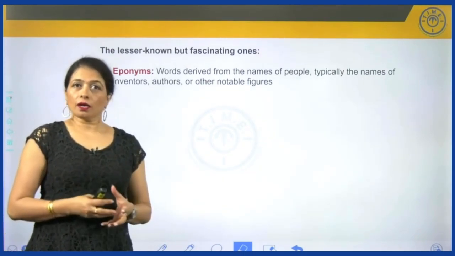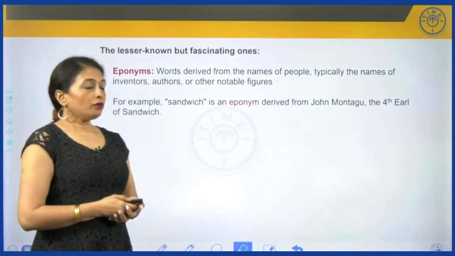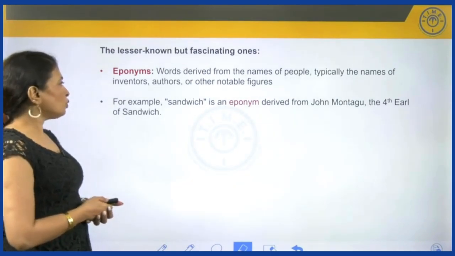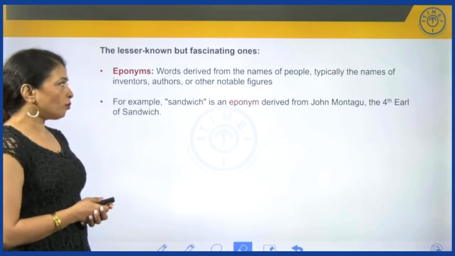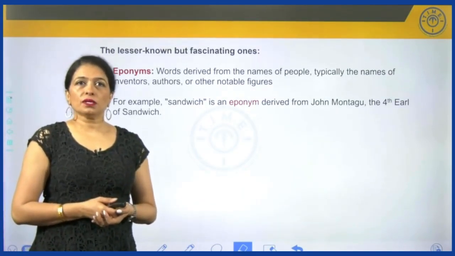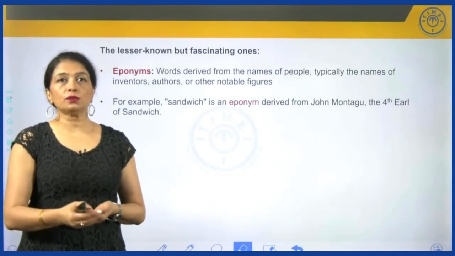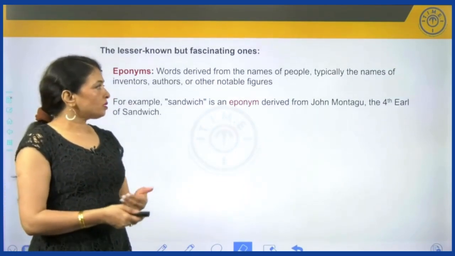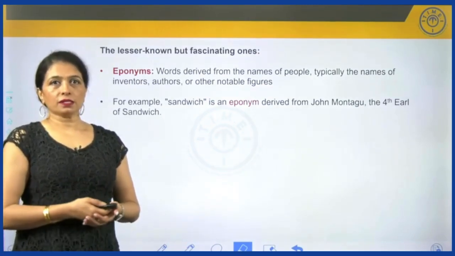Now, eponyms are actually very interesting, and I have a very interesting example also which you will be able to remember because it is so interesting. So, sandwich, something that we are very fond of, is an eponym, and it is derived from John Montague, the 4th Earl of Sandwich. It is said that this person used to have cold meat pressed between 2 slices of bread, and that is why that dish came to be known as a sandwich, because this person was the Earl of Sandwich, and so what he used to eat regularly came to be known as a sandwich.